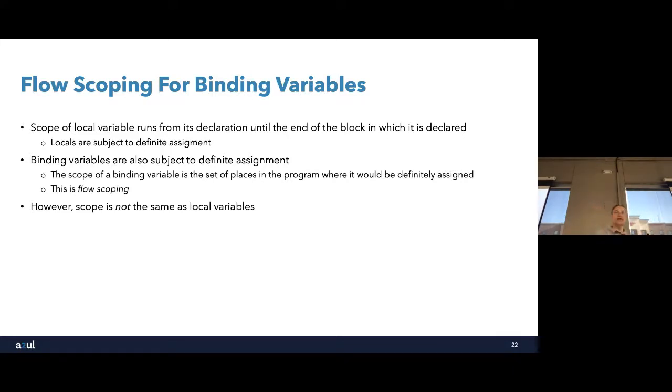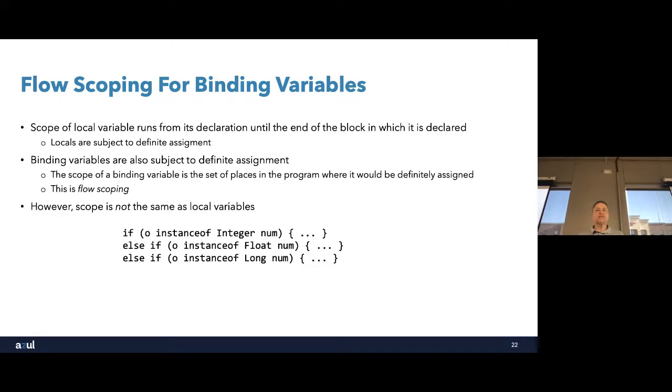Similarly, if we invert the test and we do a return, we know that the place where it will definitely have a value is after we've done the return, or we haven't done the return, in effect. So the scoping is a little bit different to the way things work for local variables. And this allows us to do some things which are quite useful.